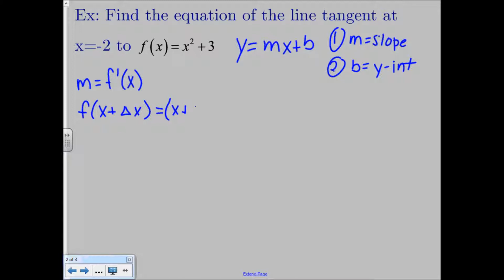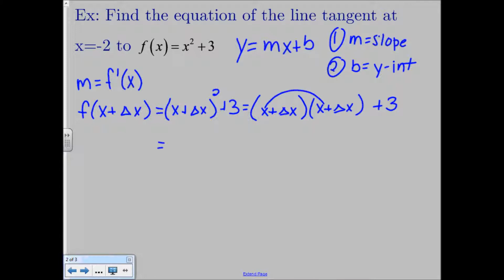So we get x plus delta x all squared plus 3, which is just x plus delta x times x plus delta x all plus 3. So we have to FOIL those two binomials together, and when we do that, what are we going to get? We're going to get x times x, so x squared, plus x times delta x, plus delta x times x. So we're going to get a total of plus 2x delta x. And then we've got to do our last term for FOIL. So delta x times delta x, so plus delta x squared, and then tack on that plus 3.